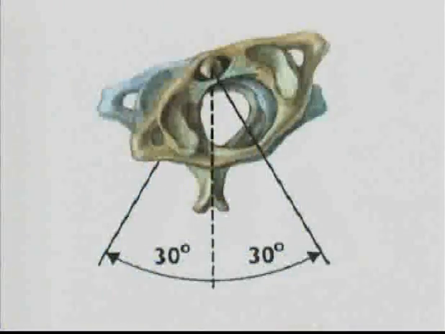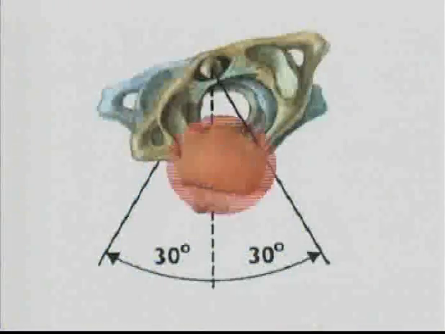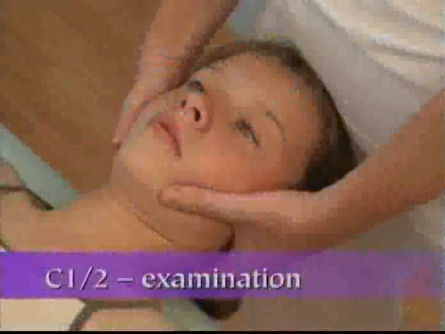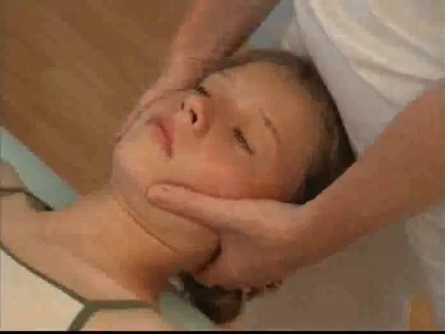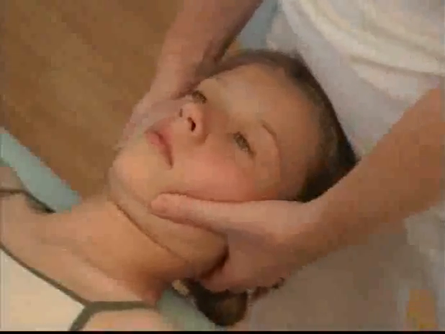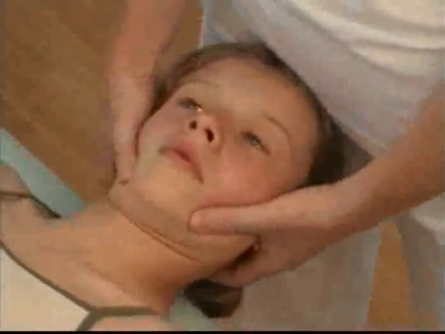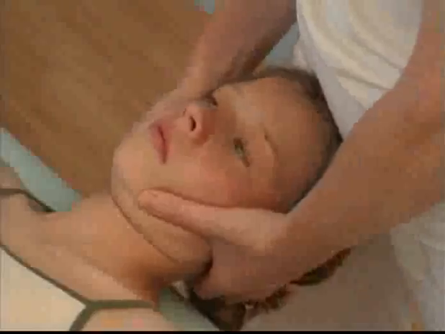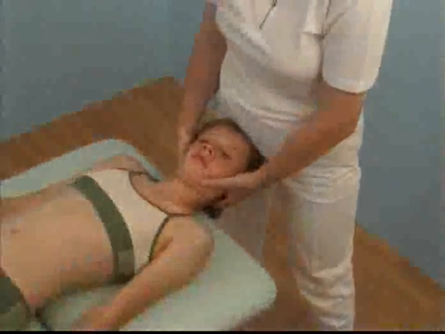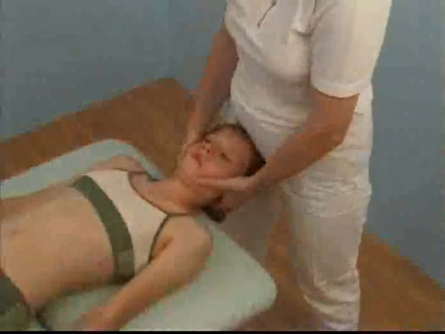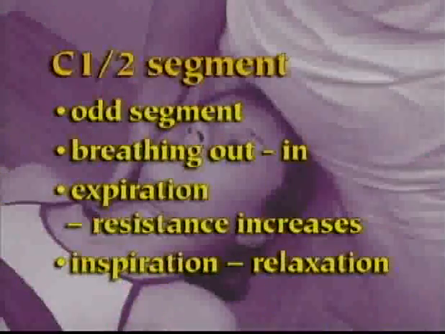Mobilization of the atlas against the axis is best achieved by lateral flexion, which produces axis rotation. The patient is supine, and we grasp his head with both hands at the end of the table. To take up the slack, we side bend his head by rotating it round an axis through the root of his nose. Then we spring the joint to establish the diagnosis of movement restriction. C1-2 is the odd segment, which means breathing out is in. During exhalation, resistance in the segment increases, and in the course of inhalation, relaxation takes place.